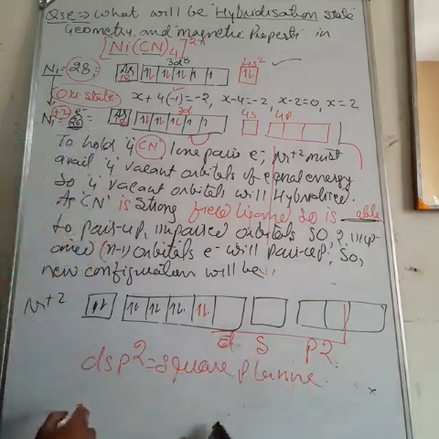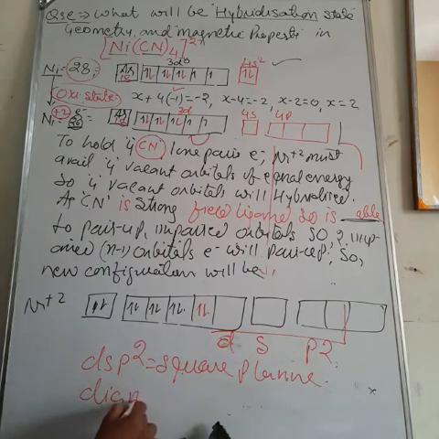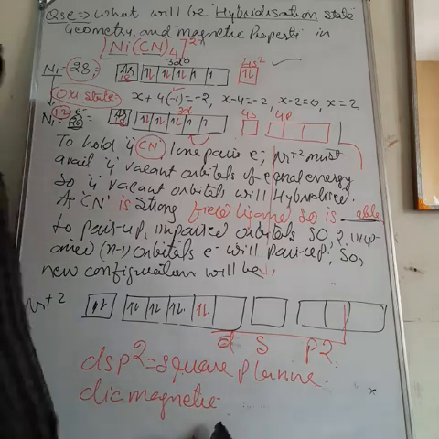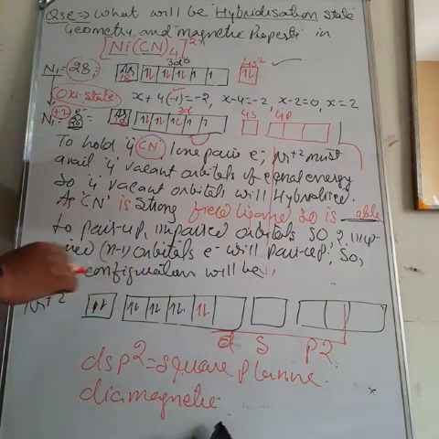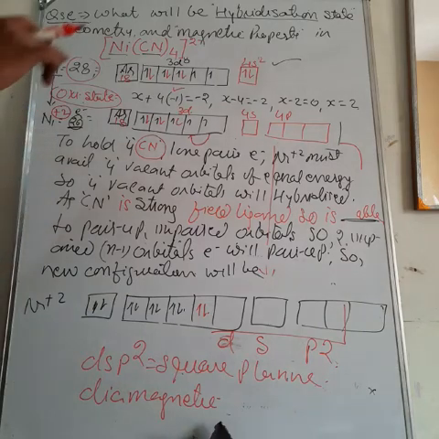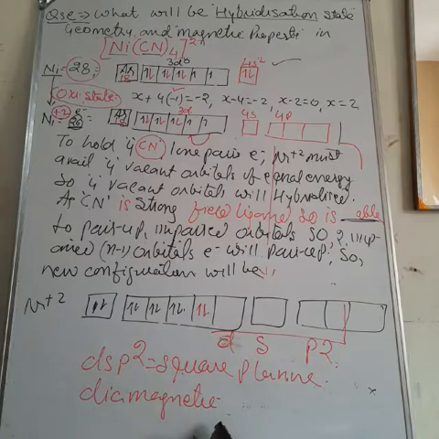Now the complex will be diamagnetic. It is because there are completely filled orbitals and therefore the complex becomes diamagnetic in nature. So students, in this way we can solve the question.